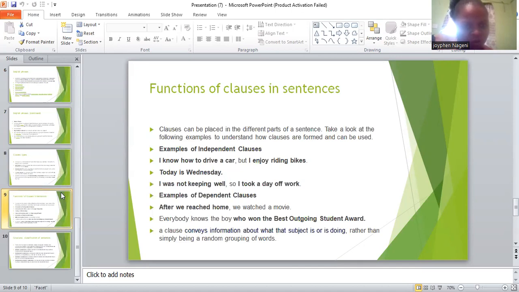Today is Wednesday. I was not keeping well, so I took a day off work. Examples of dependent clauses: After we reached home, we watched a movie. The clause "after we reached home" is a dependent clause. You can just feel it's not complete. The other clause, "we watched a movie," is an independent clause.